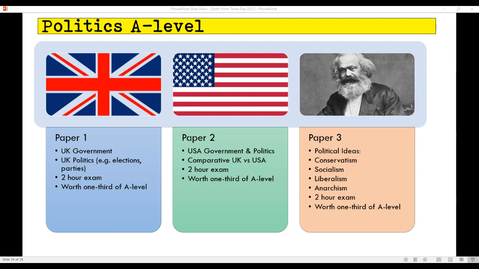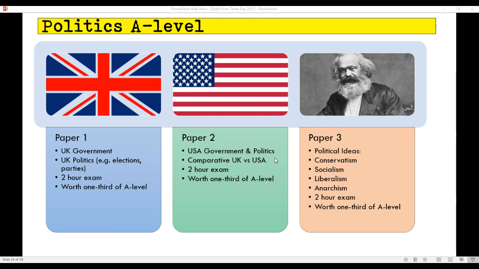As you can see, US government and politics, I guess we should call it. There is also a comparative element. So paper two actually is not just about the USA. There's a bit of UK stuff in there as well, so that you can compare it. And there are specific questions asking you to draw comparisons. Our activity later on today will be related to just that, drawing comparisons, similarities and differences between the different systems.